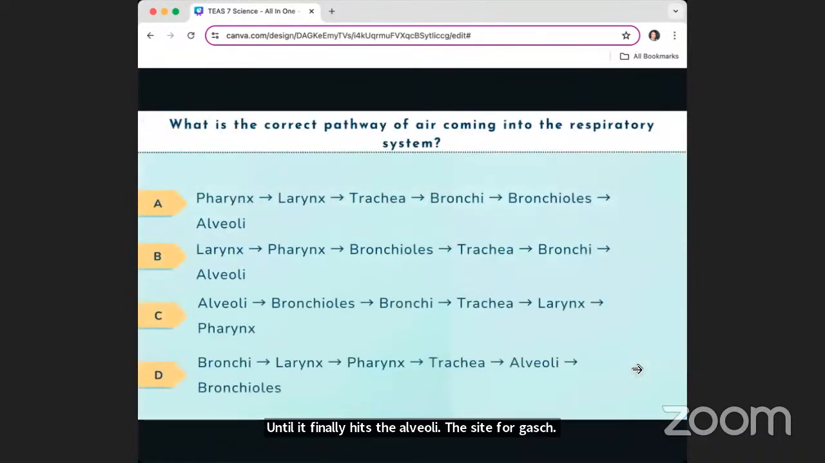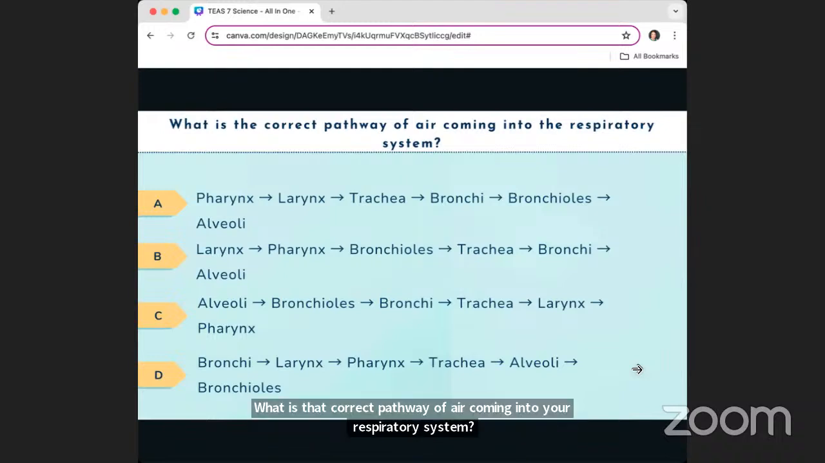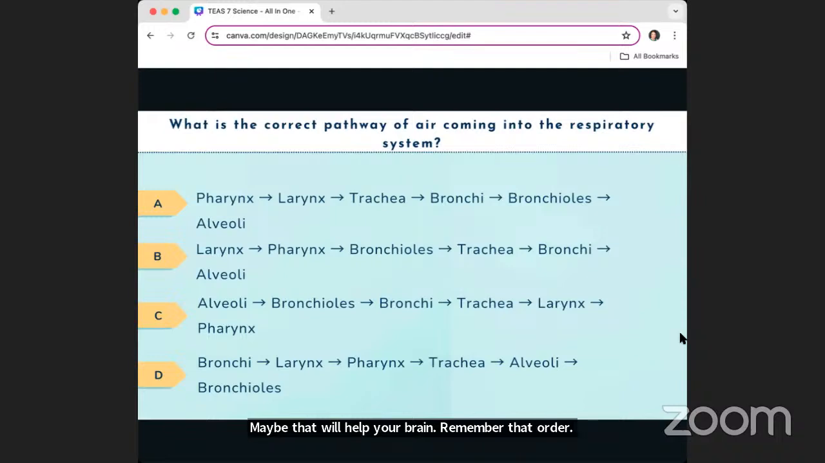Let's do a quick check on your understanding so far. What is the correct pathway of air coming into your respiratory system? And if you need to, take a deep breath. Maybe that will help your brain remember that order. It's one question this time, so I'm going to give you 1 minute to answer. Feel free to share in the chat so only I can see it, and in 1 minute we'll talk about it.